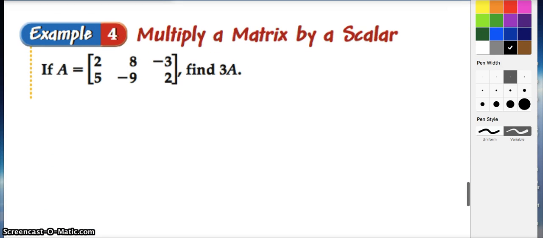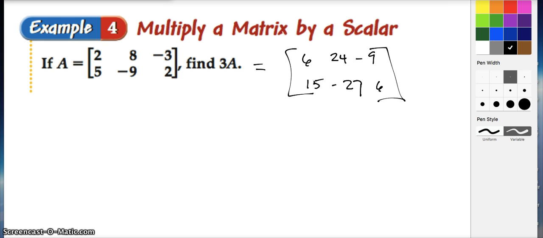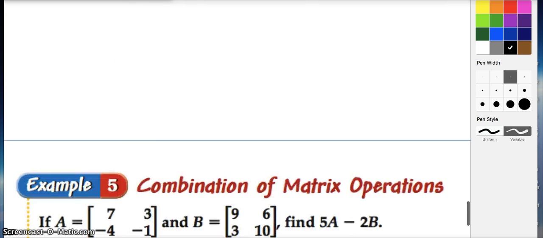All right, so let's look at scalar multiplication. They asked us to calculate what is 3A, A being this matrix, and we saw a quick example of that earlier. I think you know we're just going to multiply each term by 3, and so we get 6, 24, -9, 15, -27, and 3 times 2 is 6 again. And so that's what our resultant matrix is.